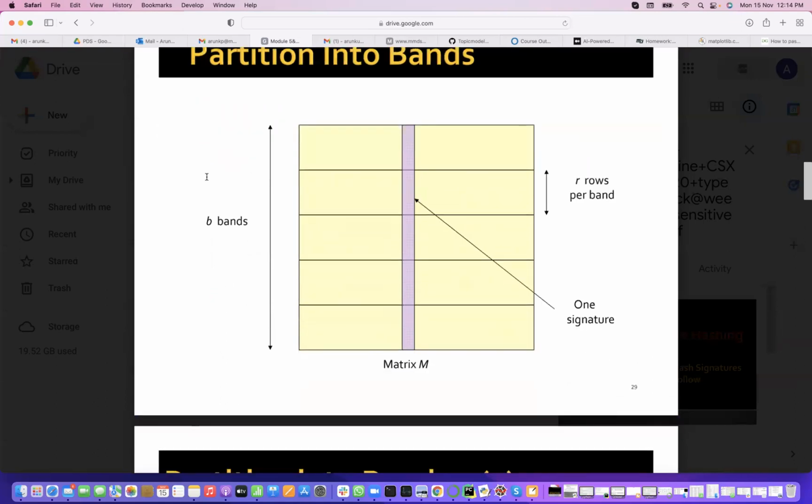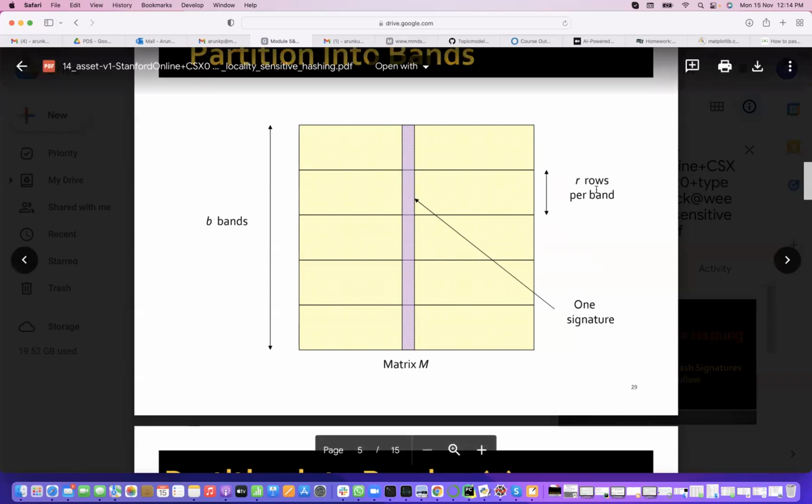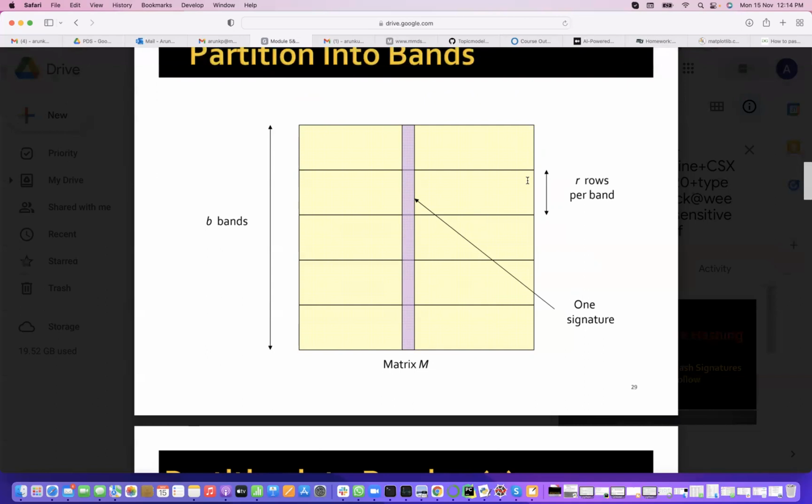Again, B bands of matrix M, then one signature, then R rows per band. So what we are doing is we don't hash the entire signature. We divide the signature into some bands. R rows per band. So if you have 100 rows, then 20, 20, 20, that means 20 bands we will take. For each band, we will hash. Then at least one band should come into the same bucket if they are similar.